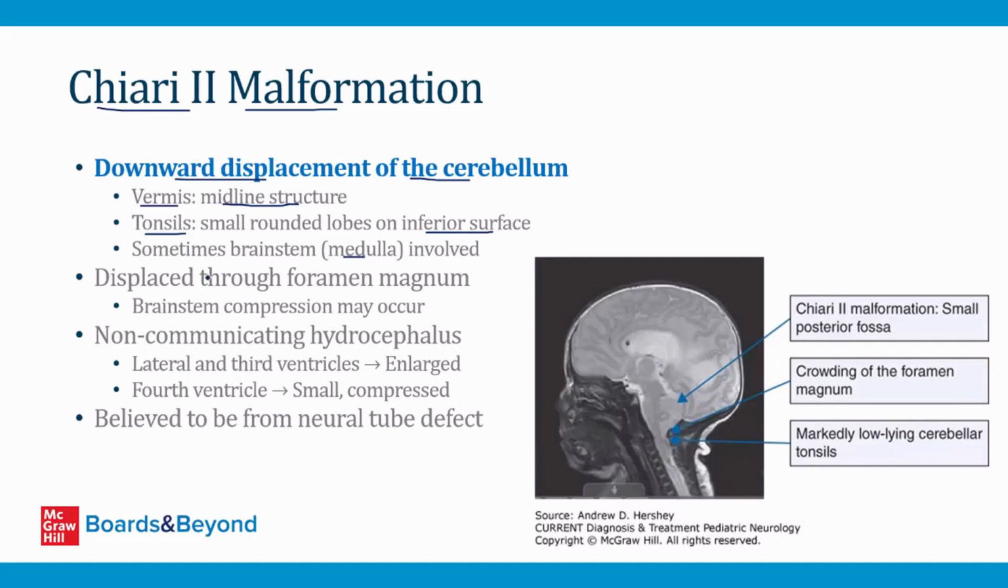And so these structures displace downward through the foramen magnum, and potentially they can compress the brainstem, leading to problems of brainstem nerve deficits. And when this happens, there will be non-communicating hydrocephalus. Basically, the lateral and third ventricles aren't going to drain normally into the fourth ventricle. And that's because the fourth ventricle is being obstructed by the downward displaced cerebellum. So you'll see enlarged lateral and third ventricles, but a small compressed fourth ventricle. And the underlying cause of a Chiari-2 malformation is believed to be a neural tube defect that occurs during embryogenesis.